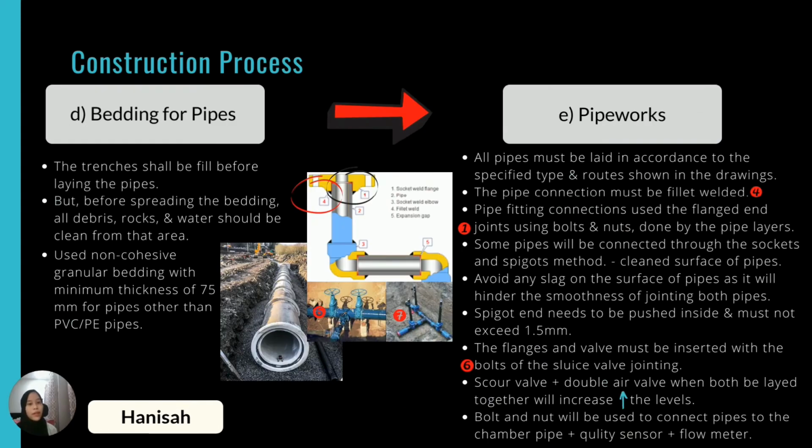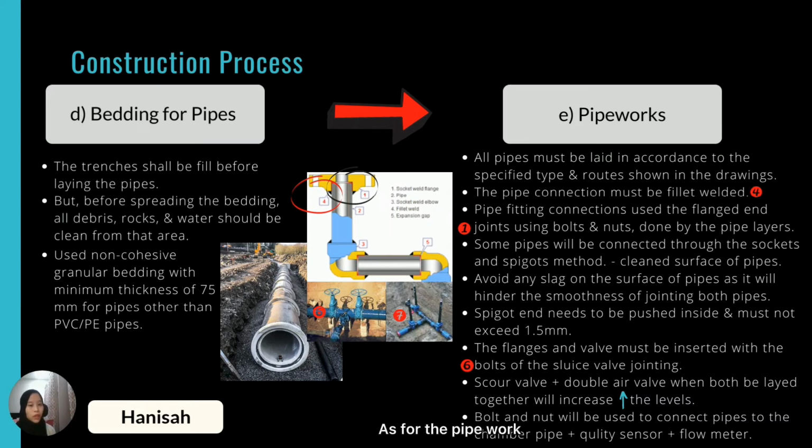Next, before laying the pipe, all fill and disturbed areas should be compacted to a density of natural ground. But before spreading the bedding, all debris, rocks, and water should be cleaned from that area. A non-cohesive granular bedding with a minimum thickness of 75 is used for pipes other than PVC or PE pipes.